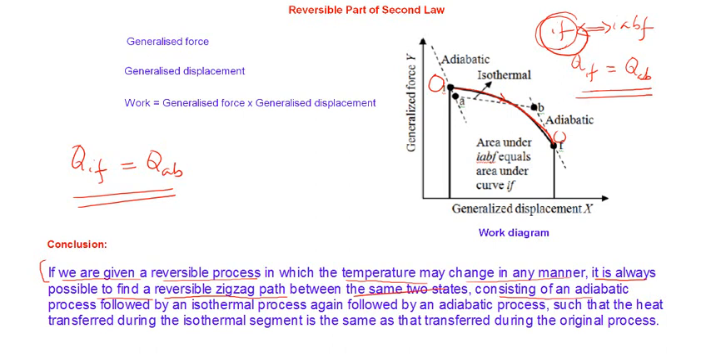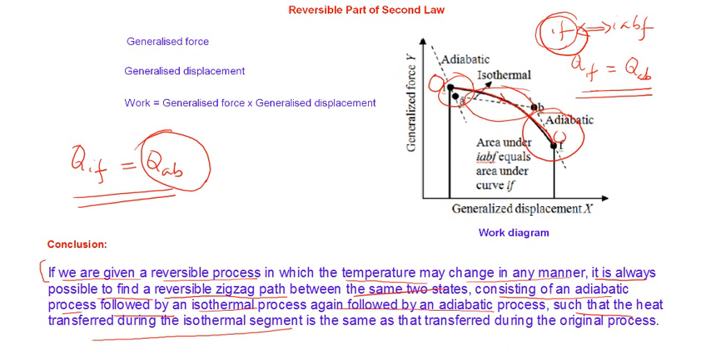consisting of, there are some conditions, an adiabatic process followed by an isothermal process, again followed by an adiabatic process. So adiabatic, then isothermal, again adiabatic. Okay, such that what is the outcome? Such that the heat transferred during the isothermal segment AB is the same as that transferred during the original process. Original process is what? QIF. So we will be able to find such an equivalent thermodynamic path.